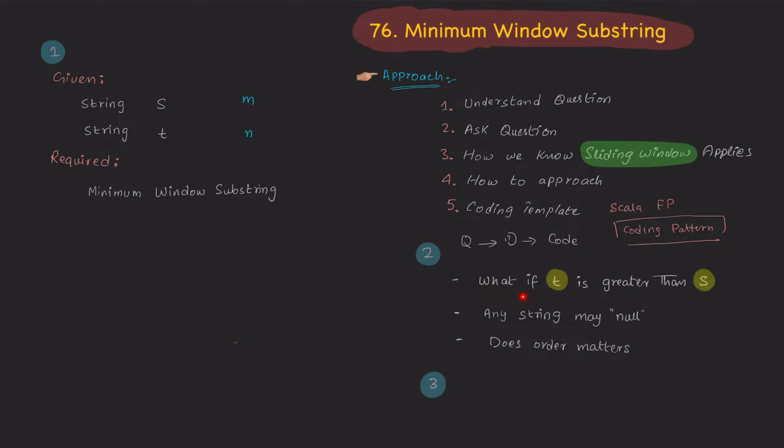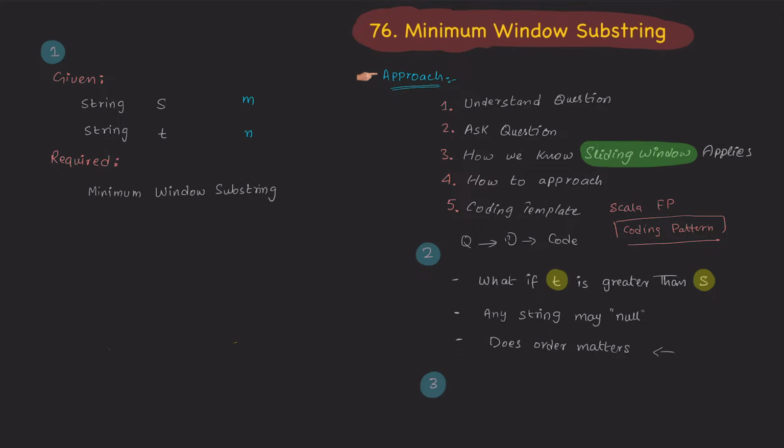Let's suppose you ask, what if T is greater than S? Is it possible? They say no. Or any string may be null. They might say no, it's not possible. That can be an empty string but not null. So does order matter? Before asking this third question, maybe it will come later.